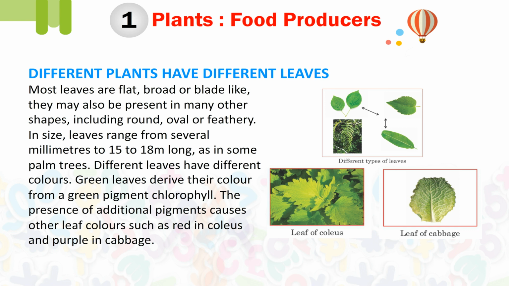Different leaves have different colors. Green leaves derive their color from a green pigment, chlorophyll. The presence of additional pigments causes other leaf colors such as red in coleus and purple in cabbage. Different types of leaves: leaf of coleus, leaf of cabbage.